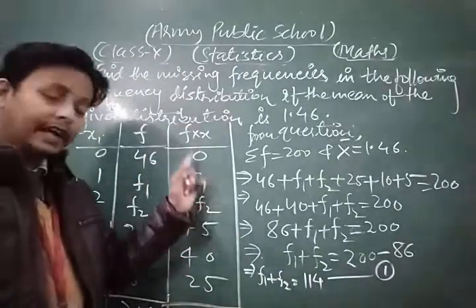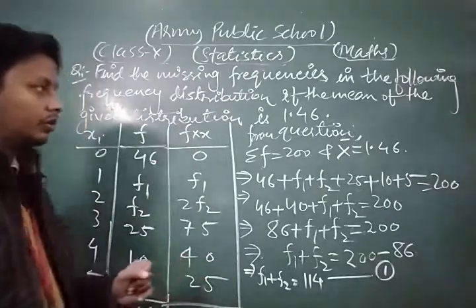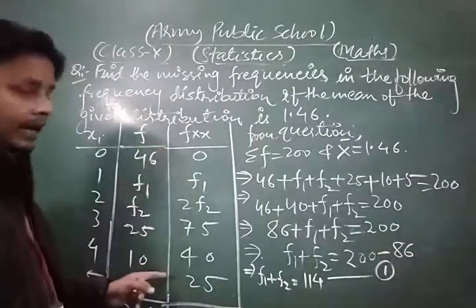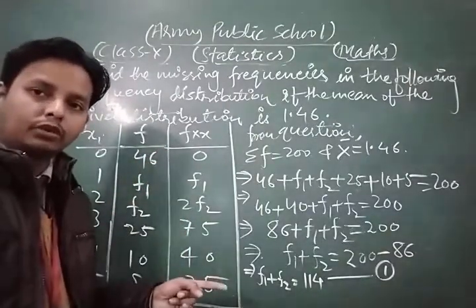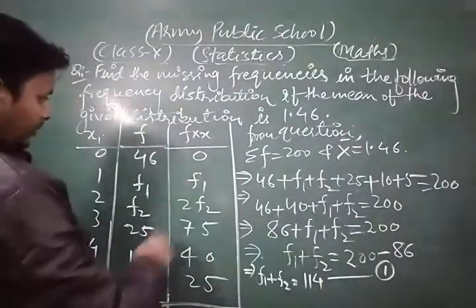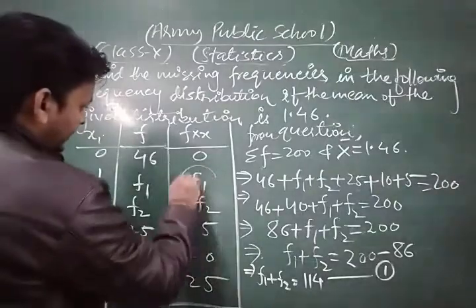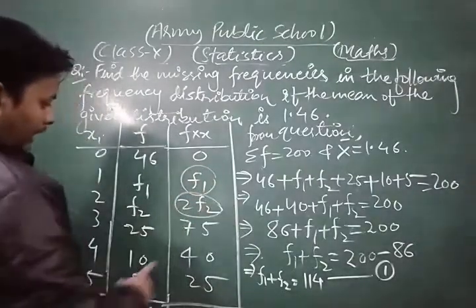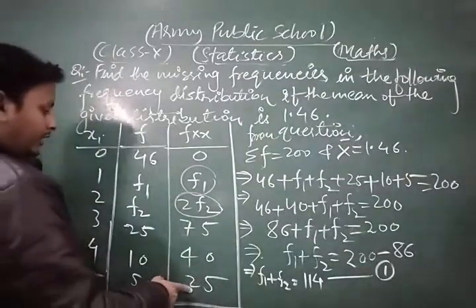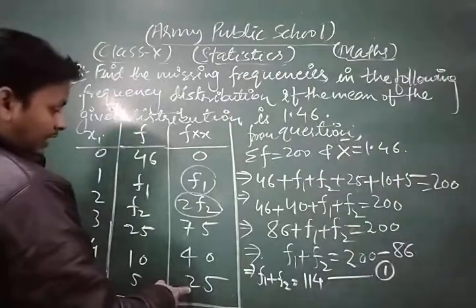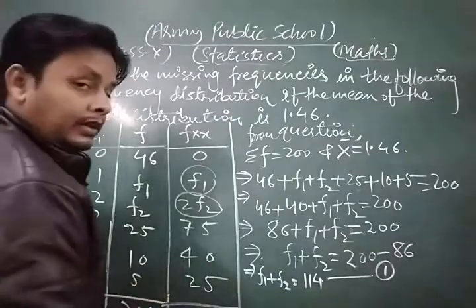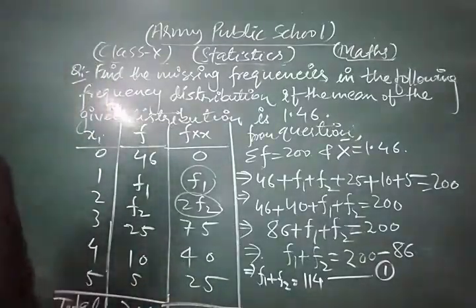Now we find another relationship between these tabulations. First of all, we find sigma fx, and then we apply the formula for mean. Now we add the values 75, 40 and 25: 75 plus 25 is 100, and this is 140.